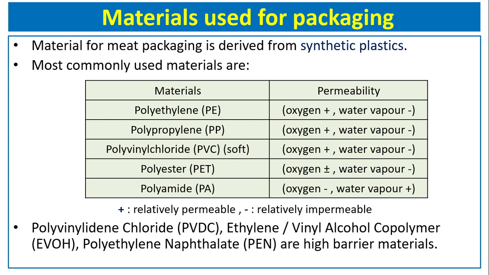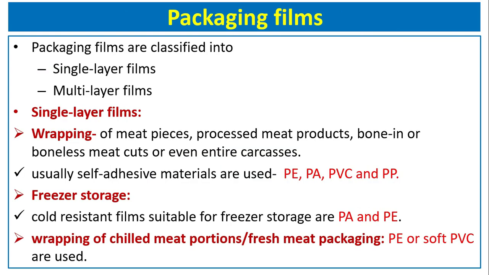Materials used for packaging are derived from synthetic plastics. The materials are polyethylene, polypropylene, polyvinyl chloride, polyester and polyamide. Polyethylene (PE) is oxygen permeable and water vapor impermeable. Polyamide is oxygen impermeable and water vapor permeable. Other substances are PVDC, EVOH and PEN.